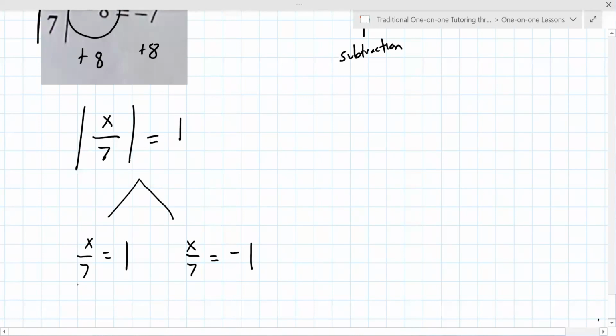How do you undo division by 7? Undo division by 7. Okay. You should add. You're dividing though. How do you undo division? 1 divided by 7. You undo division with multiplication.